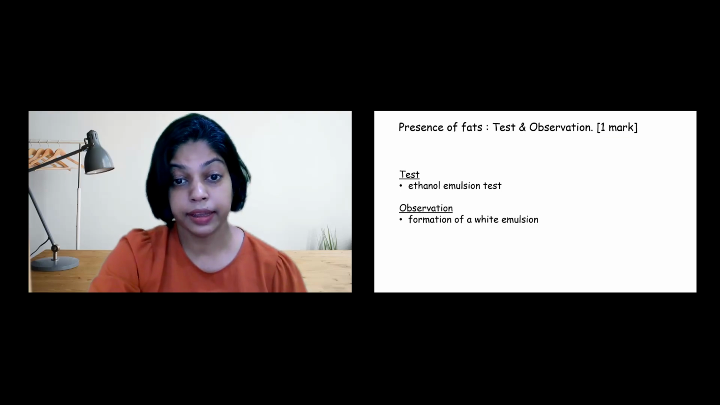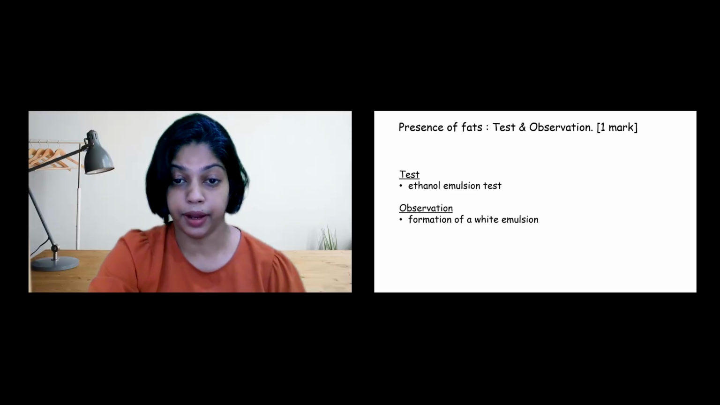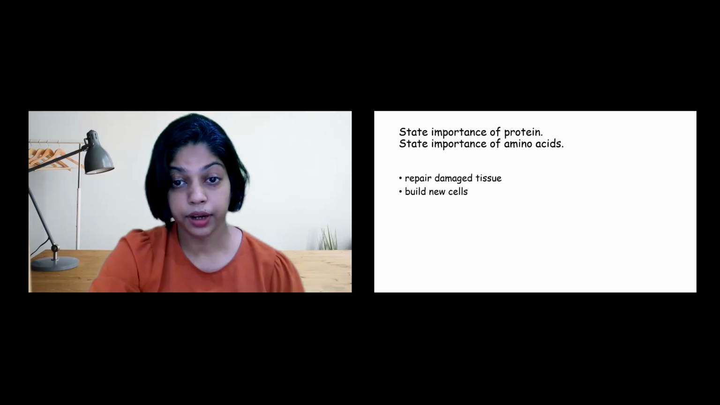Presence of fats can be tested using the ethanol emulsion test. If a white cloudy mixture forms, it means fats are present. Proteins are made up of amino acids. The amino acids are used by the body to repair damaged tissues and build new cells.